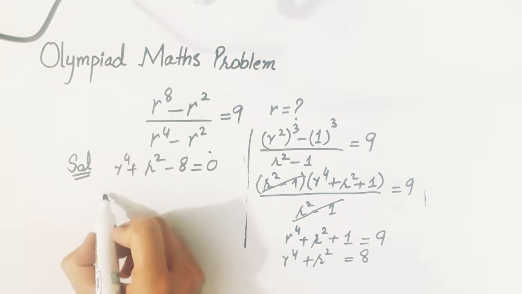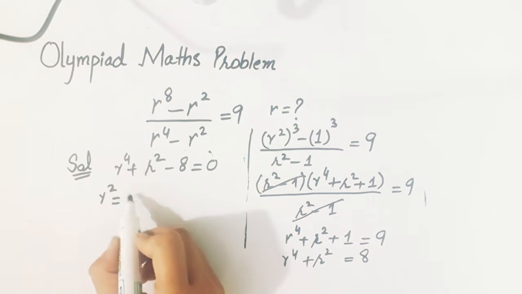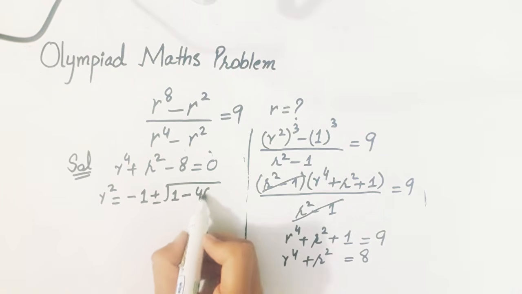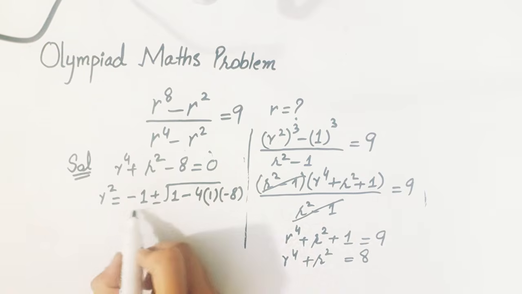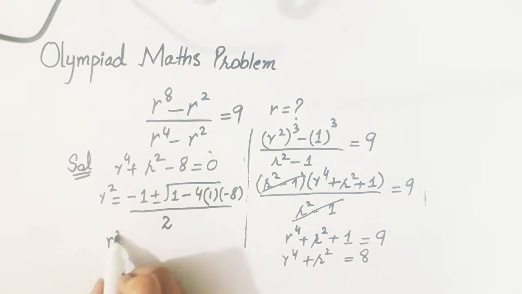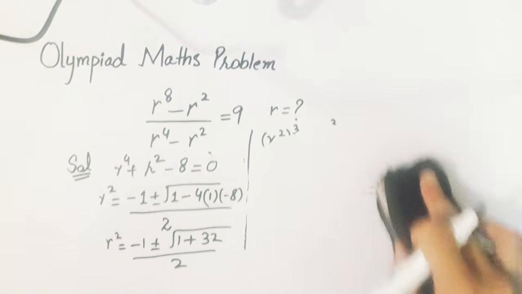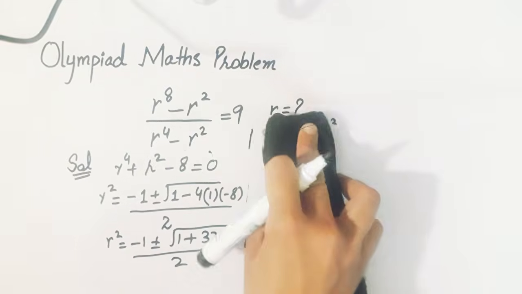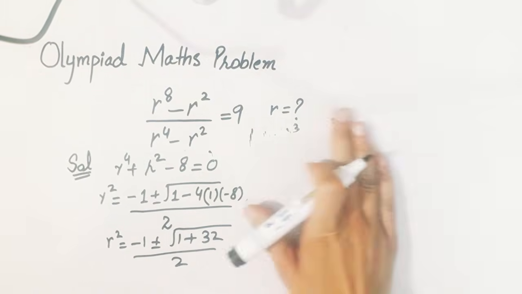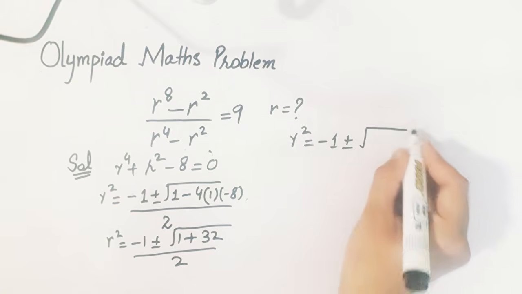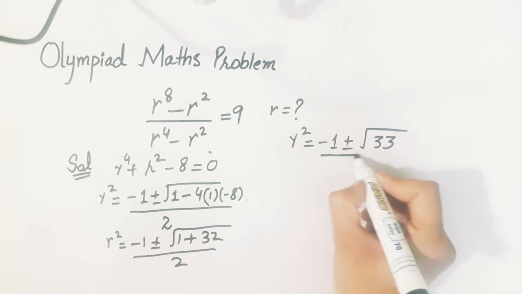We will apply the quadratic formula. r square equals minus b, means minus 1, plus minus square root of b square, means 1, minus 4ac. a is 1 and c is minus 8, divided by 2. So r square equals minus 1 plus minus square root of 1 plus 32, which is 33, divided by 2.